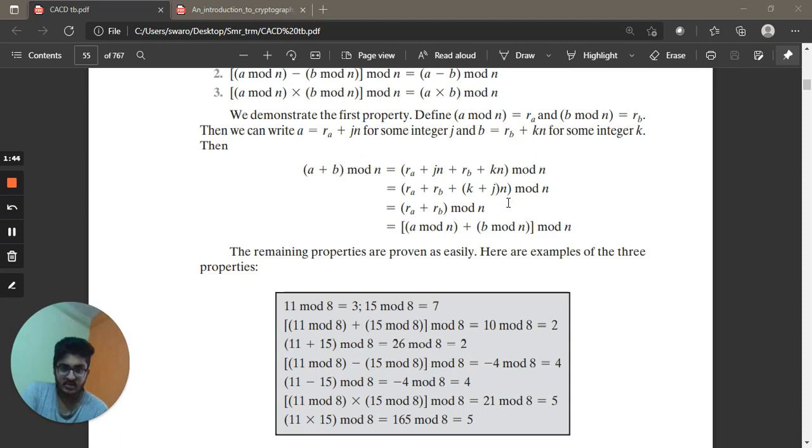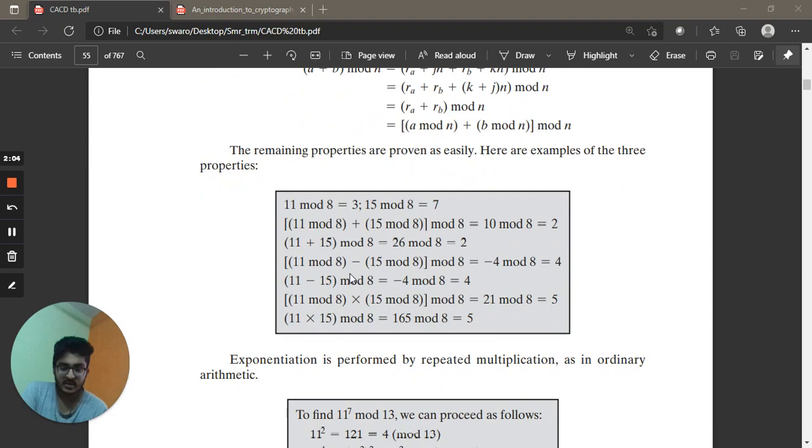Now take n as common: (r of a plus r of b plus (k plus j) of n) mod n, which is (r of a plus r of b) mod n, which is ((a mod n) plus (b mod n)) mod n. Similarly, we can prove the second and third properties easily. Here are some examples of those properties.